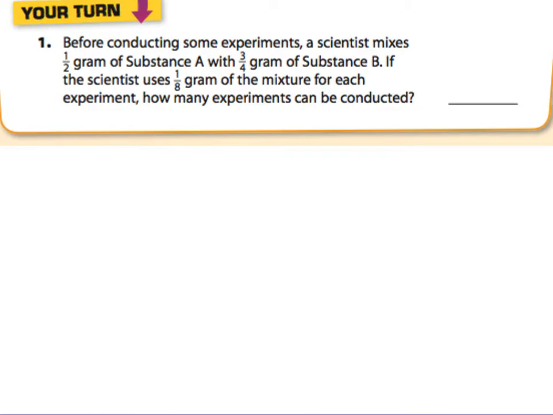Okay, so before conducting some experiments, a scientist mixes 1/2 gram of substance A with 3/4 gram of substance B. If the scientist uses 1/8 gram of the mixture for each experiment, how many experiments can be conducted? I want you to do your ride and then come back and check your ride. And then after that, we'll go ahead and work through the problem.